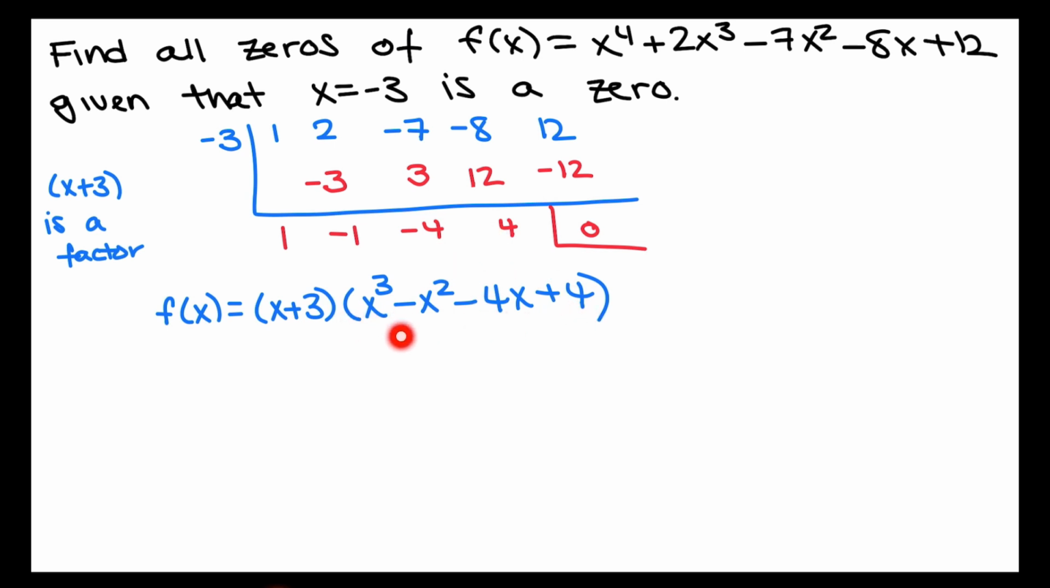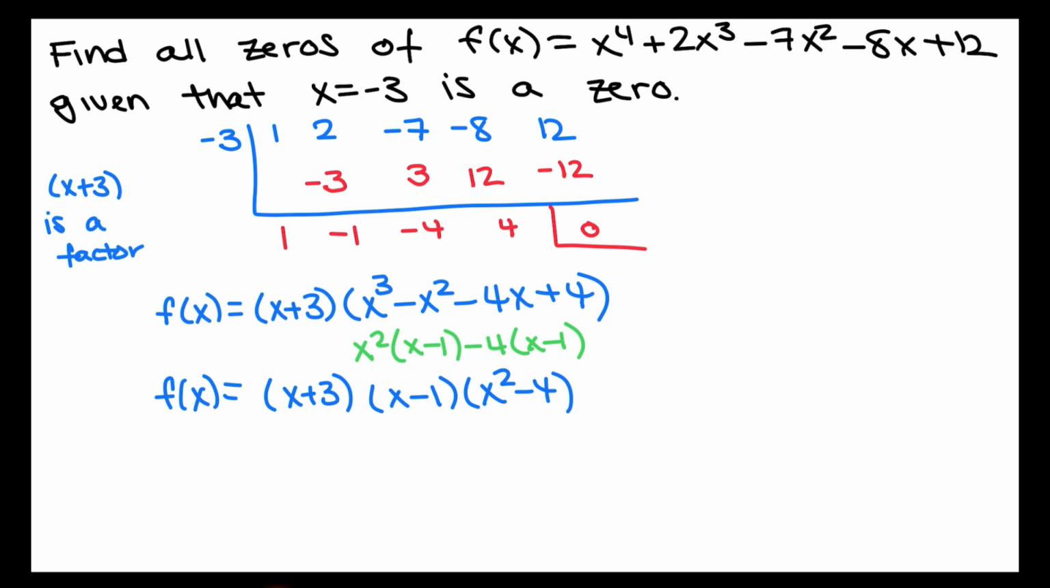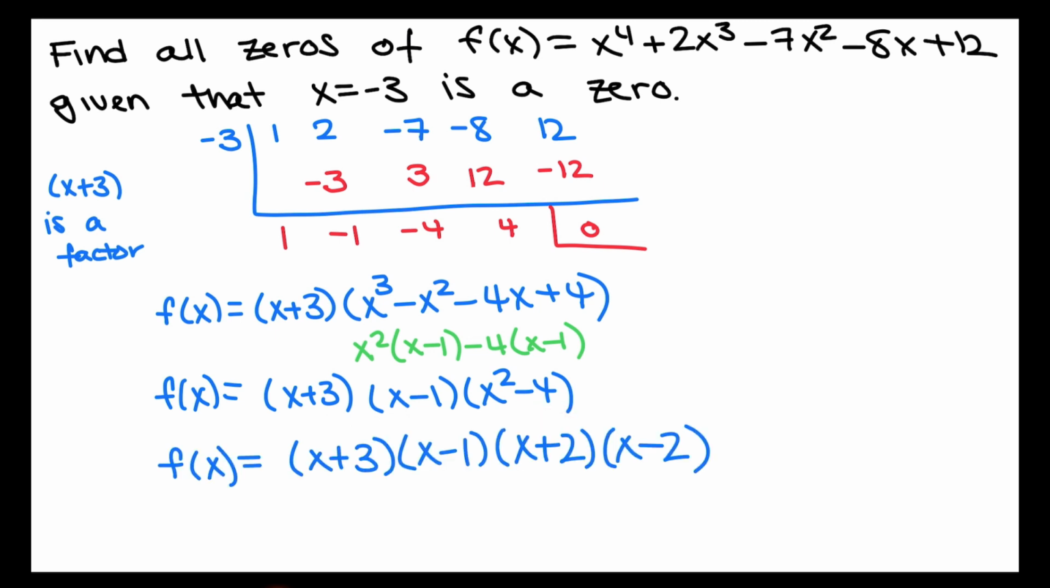I'm going to try to factor the remaining polynomial. Because there are 4 terms, I'm going to factor by grouping. First 2 terms, I can take out an x squared, and I'm left with an x minus 1. Second 2 terms, I can take out a negative 4, and I'm also left with an x minus 1. That means we can pull the x minus 1 out front, and we're left with an x squared minus 4. So now we have this factored as x plus 3, x minus 1, x squared minus 4.